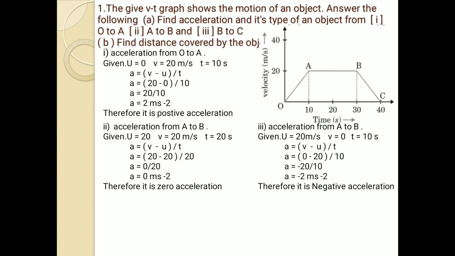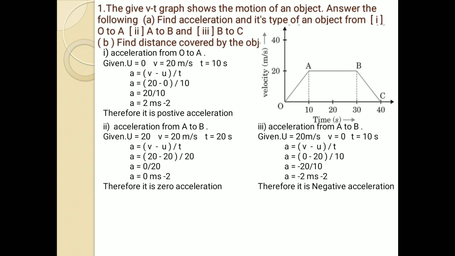Next, we have to find out the distance covered by the object. Just now we discussed that distance covered by the object means we need to find the area of OABC. This is very important, so listen carefully. First we are going to calculate acceleration. How to calculate acceleration? Acceleration from O to A.